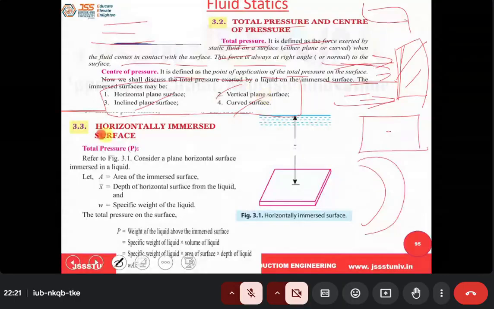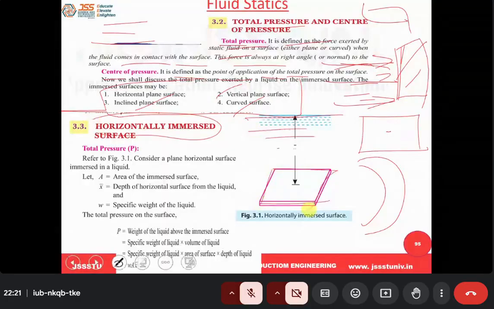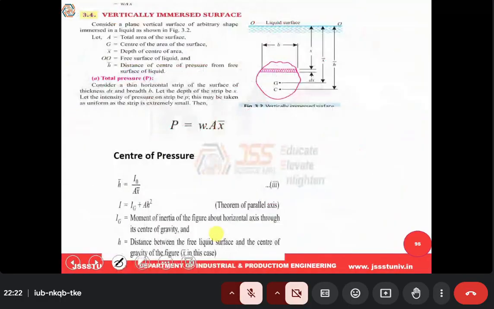So let me take up a horizontally immersed surface. Now here there is fluid, and inside it a horizontal surface body is immersed, at a distance of say x bar, where x bar is nothing but the depth of the horizontal surface below the free surface of the water or any fluid. So for this we are going to derive the equation that P is equal to rho g into A into x bar. I think it is there at the bottom. You can see it here.